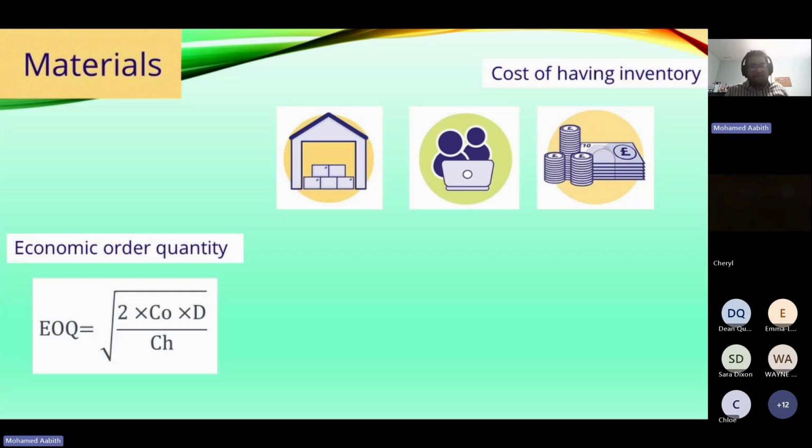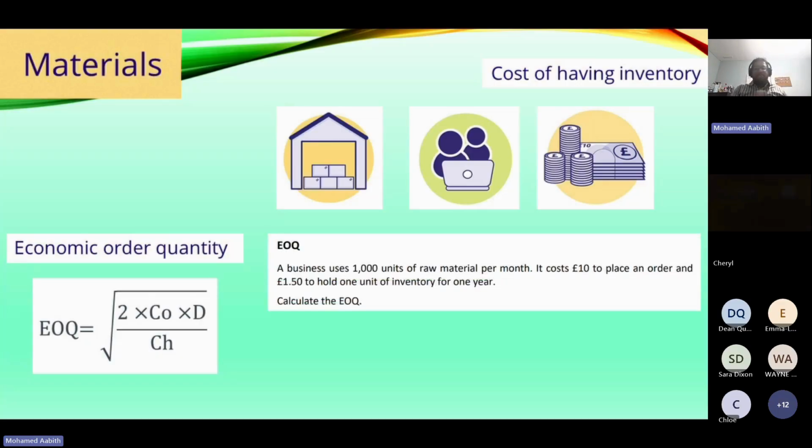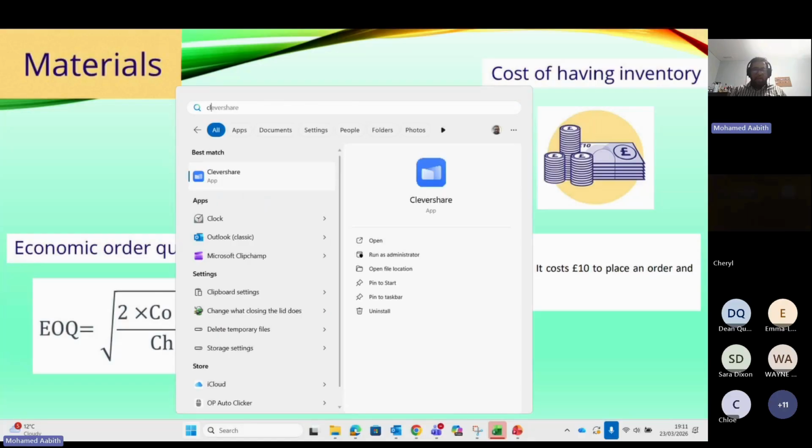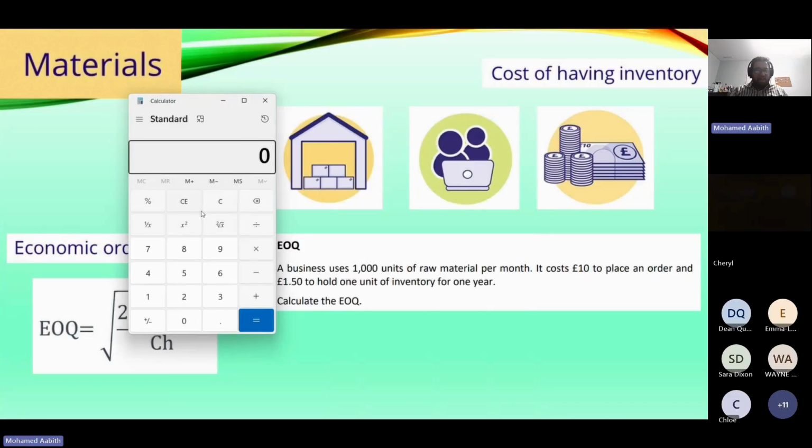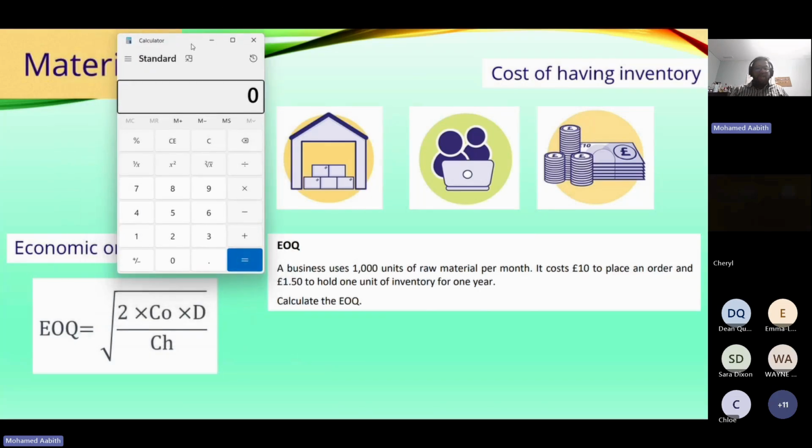I think I'm hearing some echo there, but I think it's fine. So here is an example question. They have given you a business that uses 10,000 units of raw materials each month. It costs them £10 to place an order and £1.50 to hold 1 unit of inventory for the year. So I'm going to bring my trusted calculator here. I hope it has the scientific functions. Yes, I have them here, so we're able to put the numbers in.